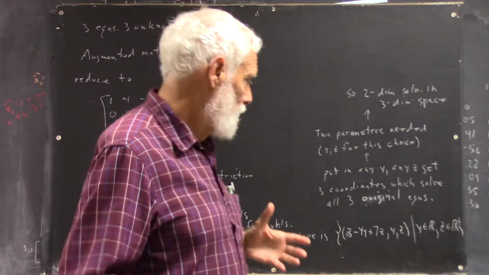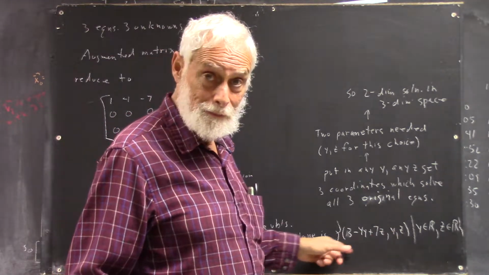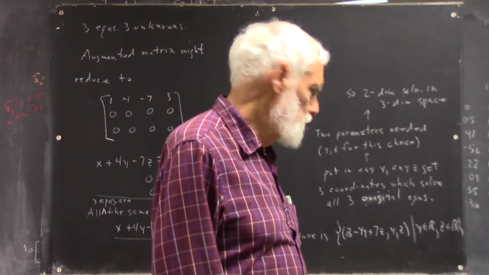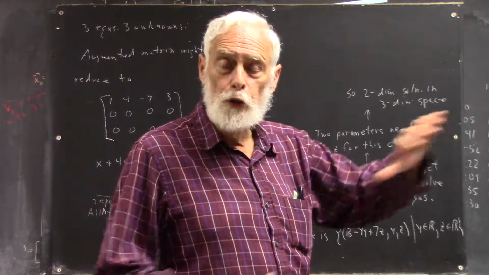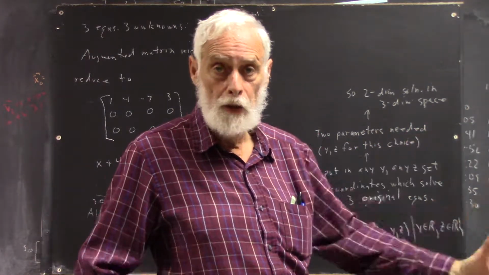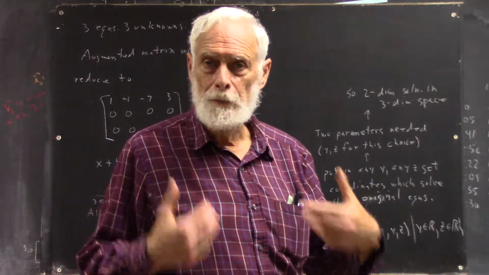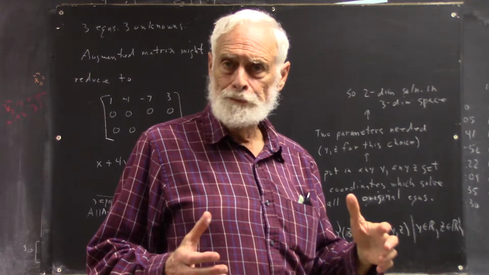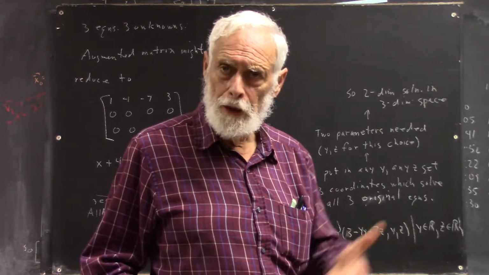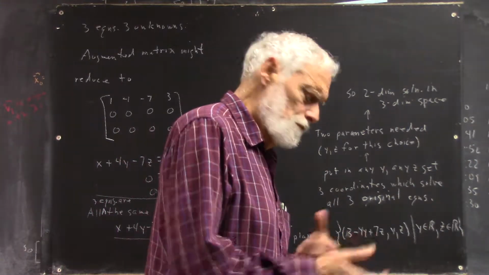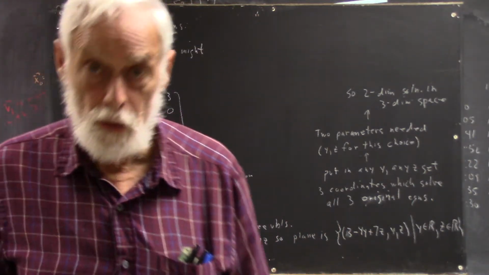Now, having said that, this isn't a space. It's what we call an affine plane, but we'll make that distinction later. It's still something of two dimensions. It's a two-dimensional plane within three-dimensional space. And I'll just say what we call a subspace would be a two-dimensional plane, a plane that goes through the origin. And that's a concept that will take a little while to develop.